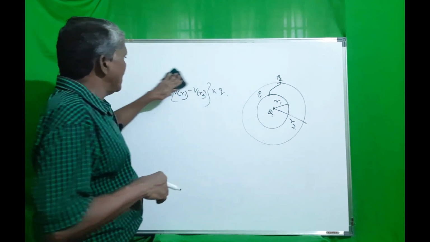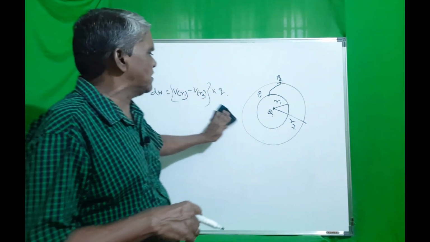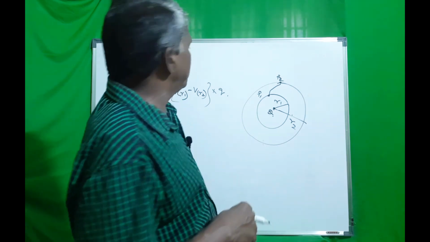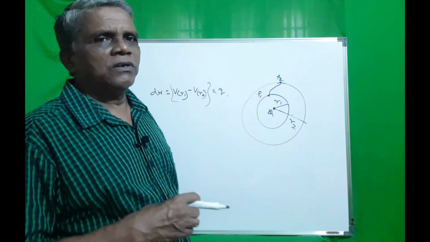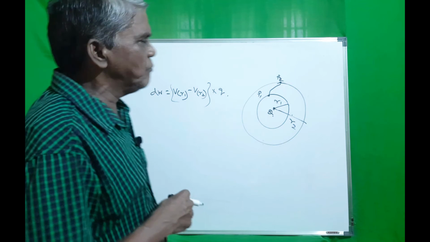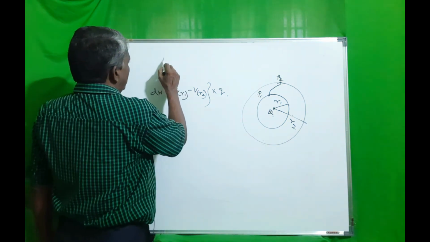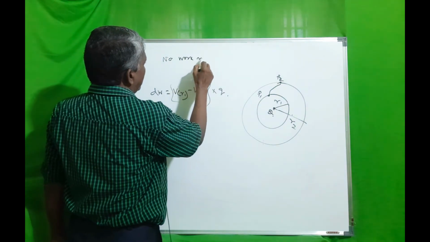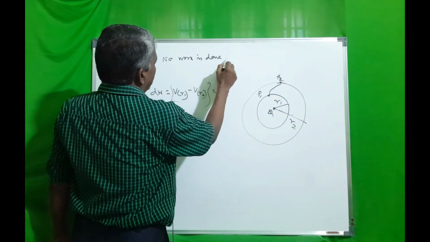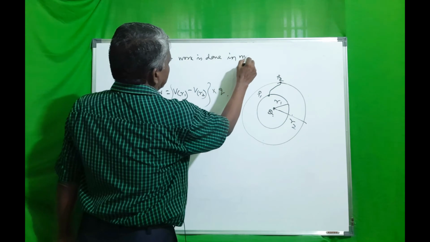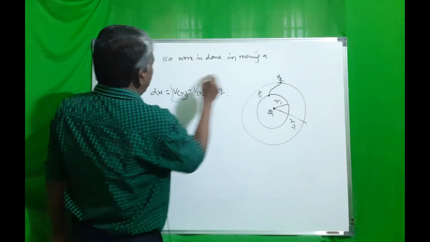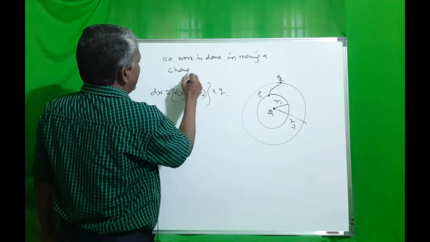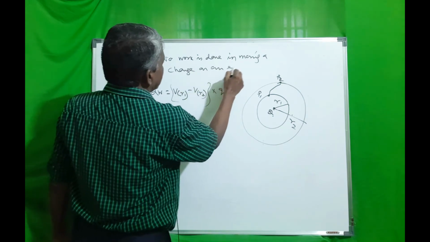And in moving a charge on an equipotential surface, since the potential difference is 0, no work is done in moving a charge on an equipotential surface.